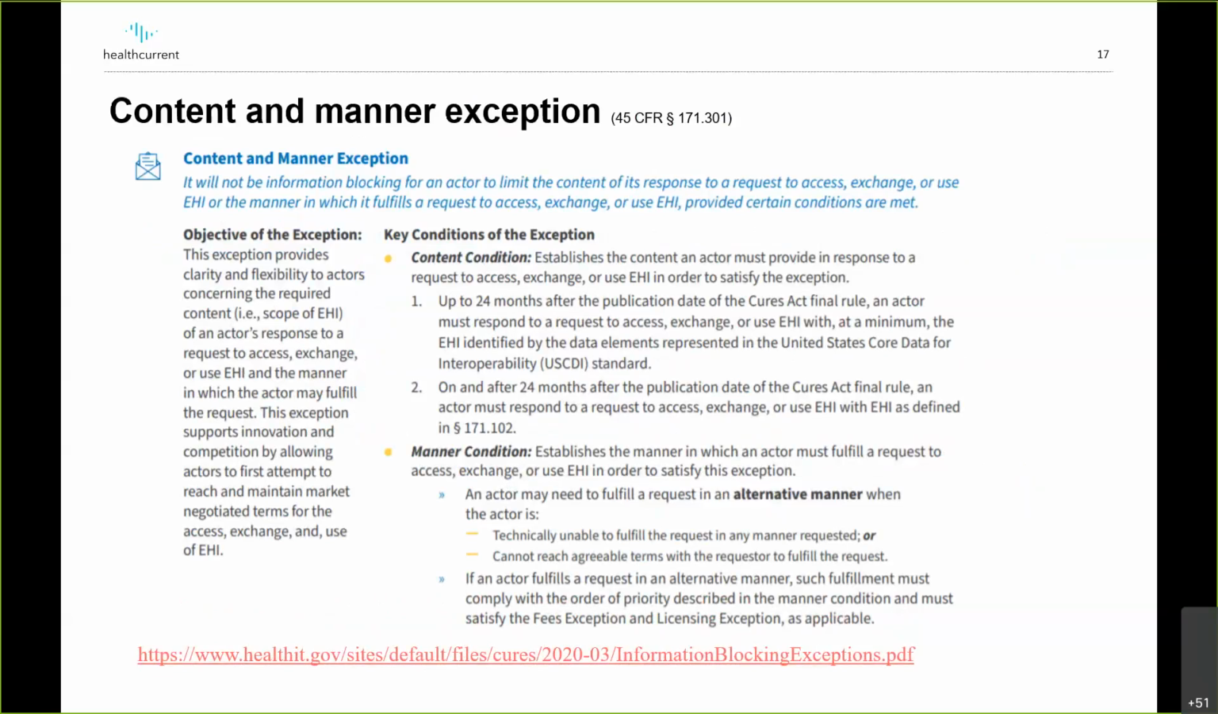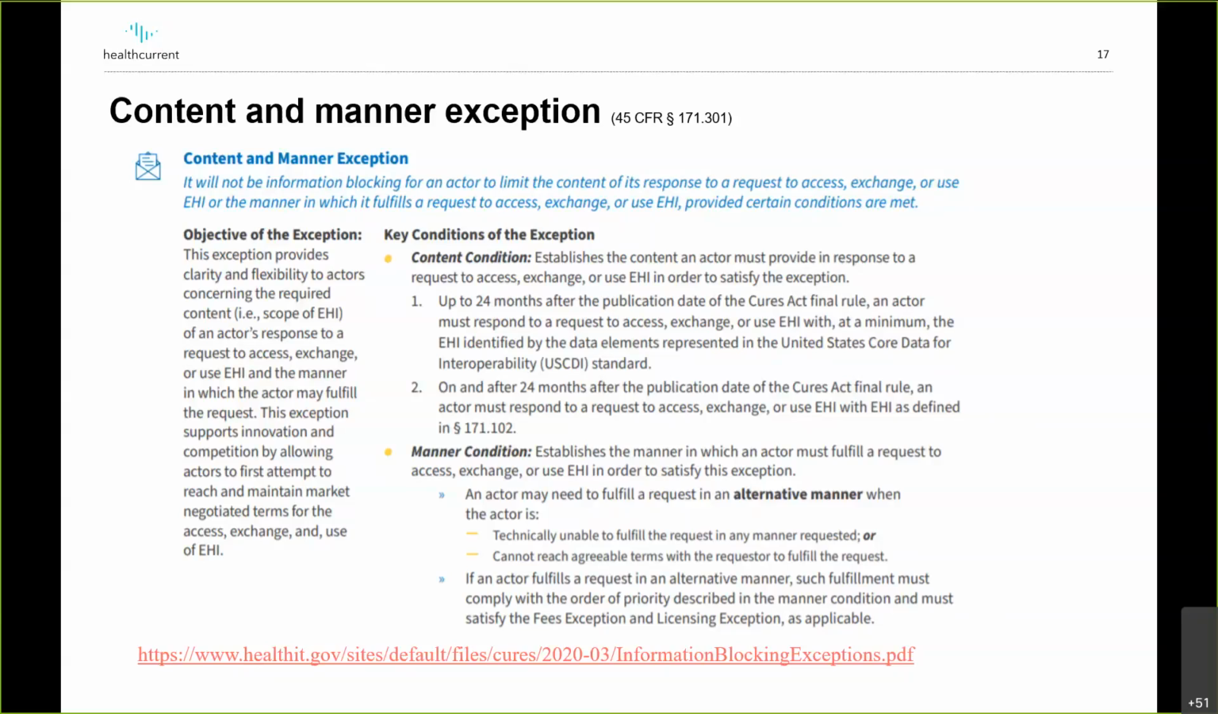Let's talk about the content and manner exception. This safe harbor, we did not have it as part of the proposed rule. We got it as part of the final rule. And ONC's intent here is for this exception or safe harbor to act as a funnel for application of other safe harbors, particularly the infeasibility safe harbor, the licensing, and the fees safe harbor. So I'm actually going to talk about all of these together, and you have details on all the slides.